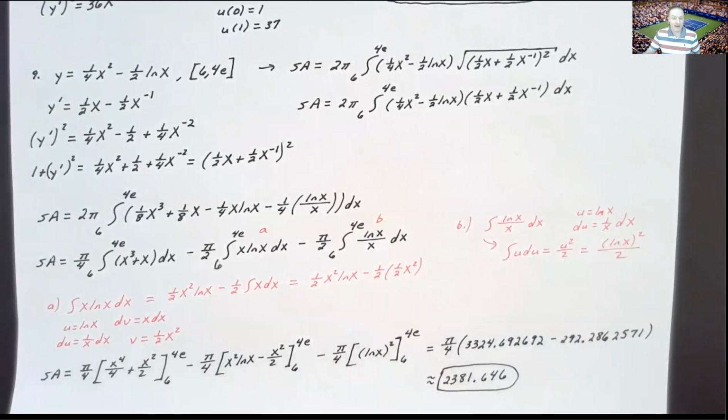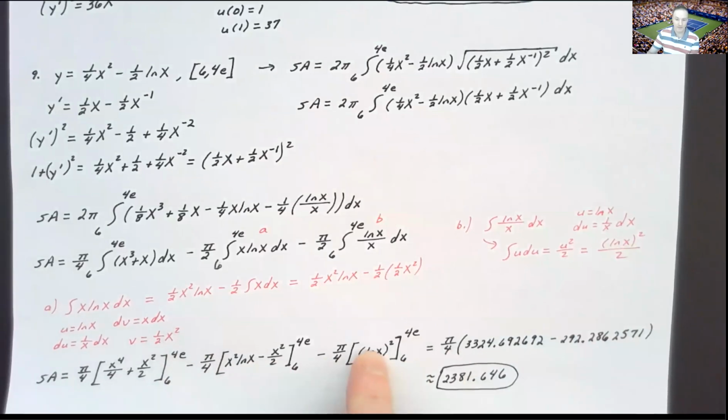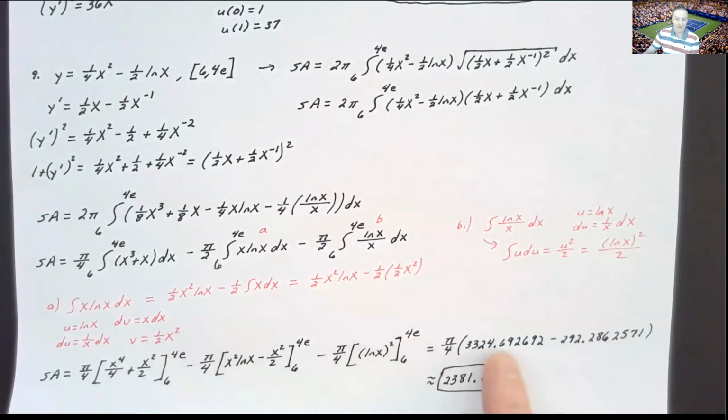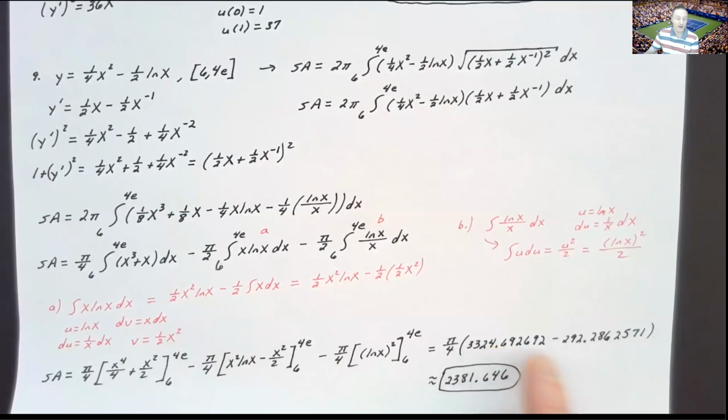So then the only thing I did, especially when I saw that everything was being multiplied by pi over 4, is I just said, well, I can factor out a pi over 4, and then I just took 4e and evaluated it in all 5 terms of that expression. When I did that, I got 3,324.692692, and Achieve just wanted us to have an answer to 3 decimal place accuracy, so I maintained, well, you can tell 6 decimal places within the problem there.